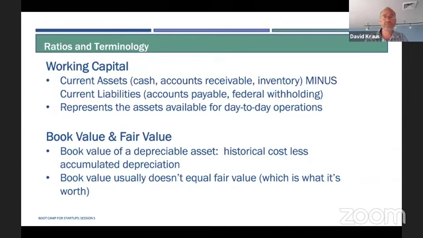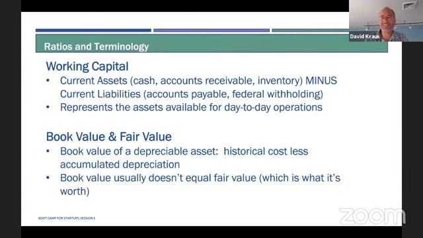Book value and fair value. Back to our example earlier, if you bought a $40,000 piece of equipment to run your business that you needed to buy, the book value of that machine is $40,000. It's a depreciable asset. So you take that 40 and you carve it up over 5 years, and you charge your profit and loss, let's say $8,000 each year for 5 years. So the book value of a depreciable asset is your historical cost, or what you paid for it, less that accumulated depreciation. And the only point I'm trying to make here is that book value usually doesn't equal fair value.